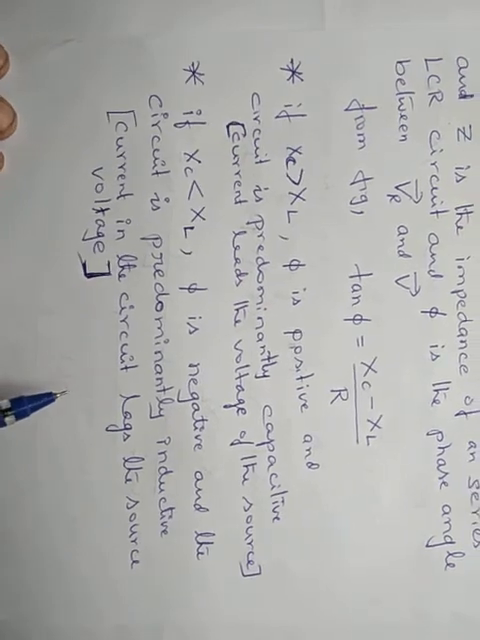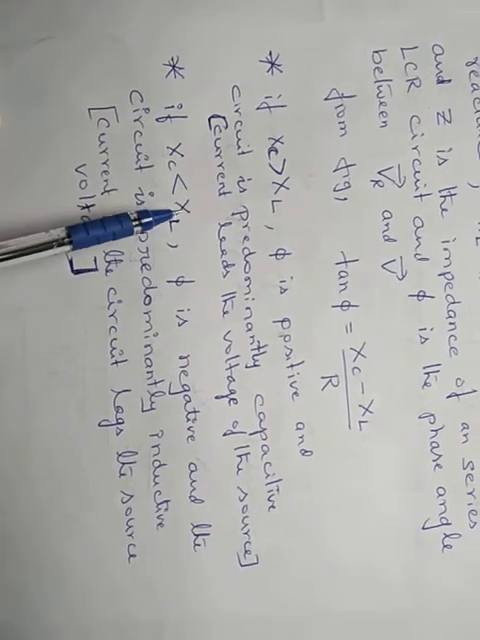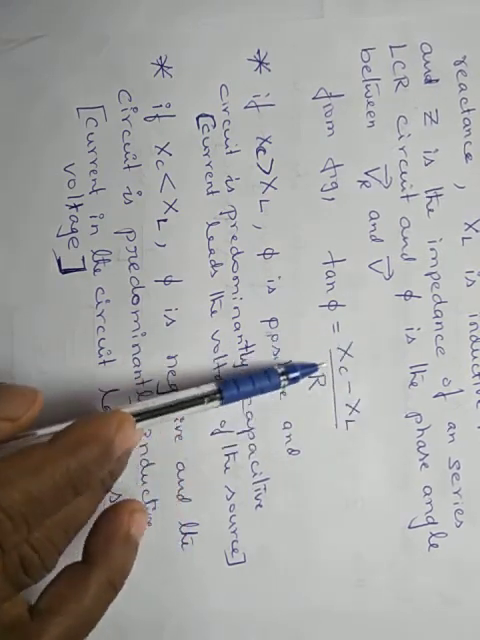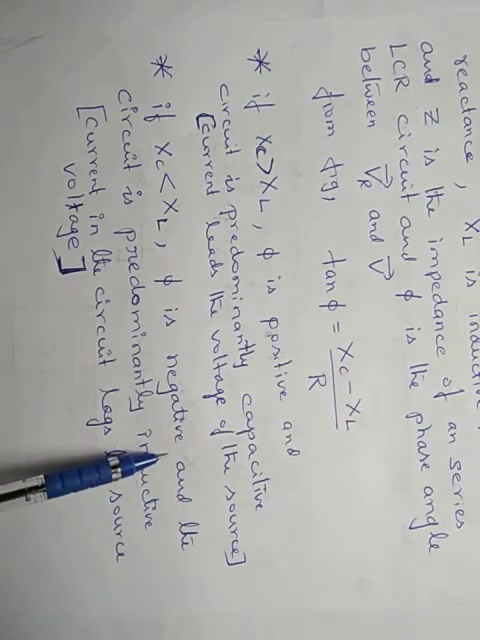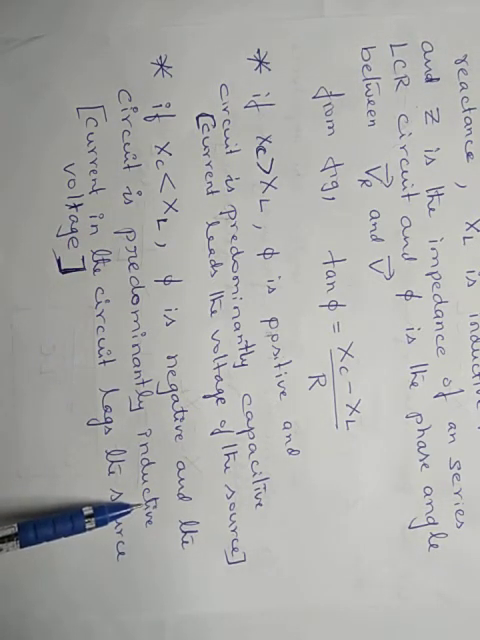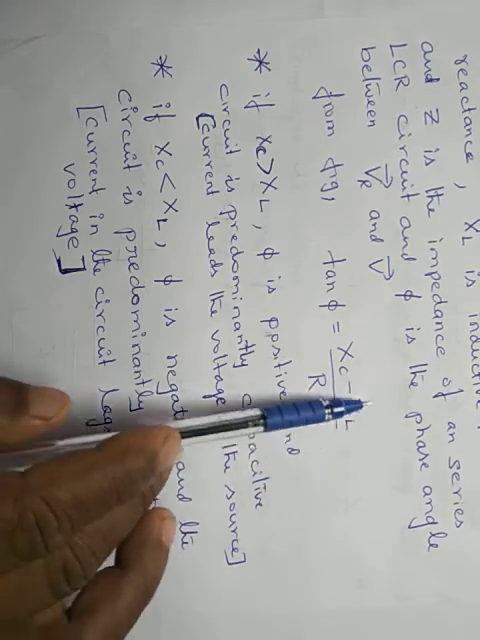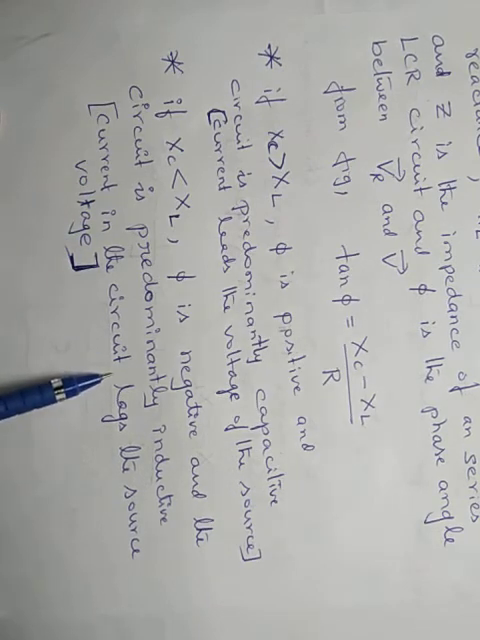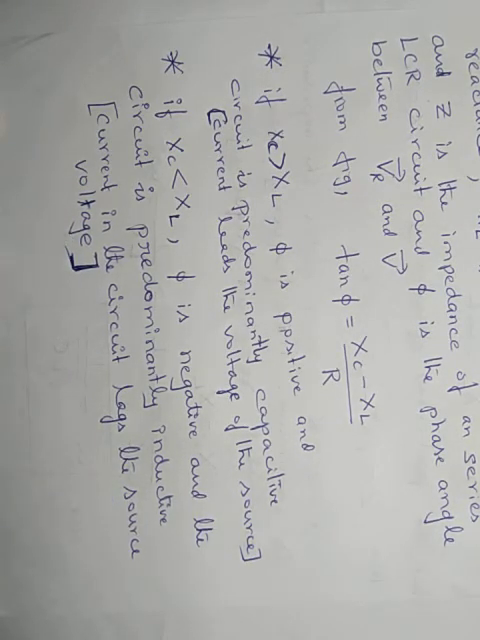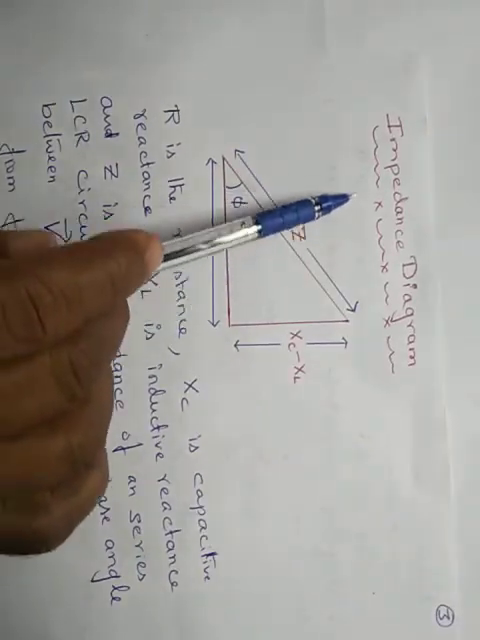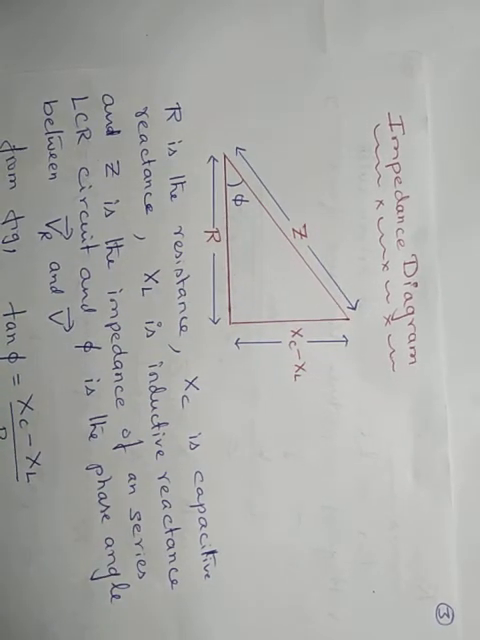Similarly, if XC is less than XL, in this equation we will get a negative value, phi is negative, and the circuit is predominantly inductive. That means the current in the circuit lags the source voltage. Current lags behind the source voltage. So, this is all about the impedance diagram.